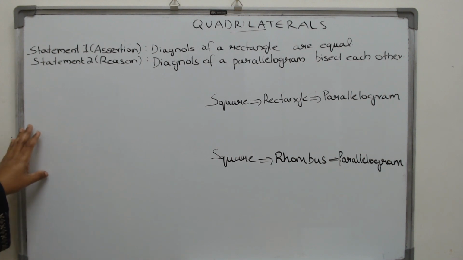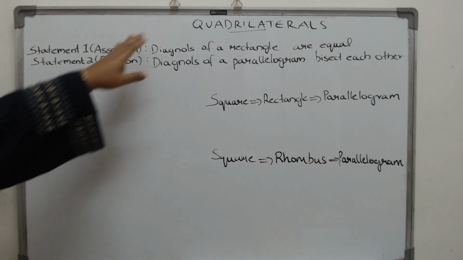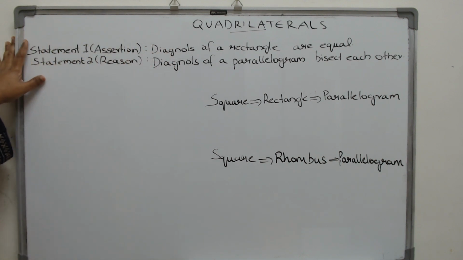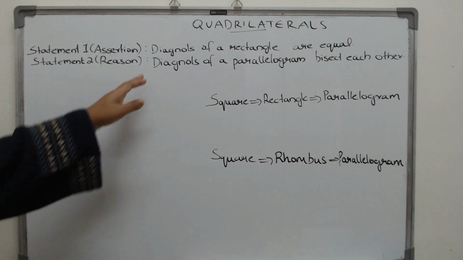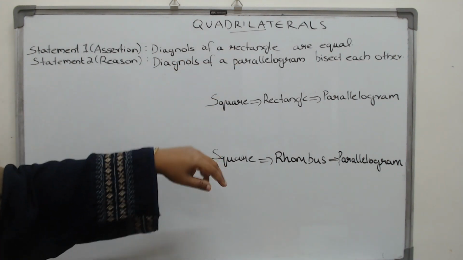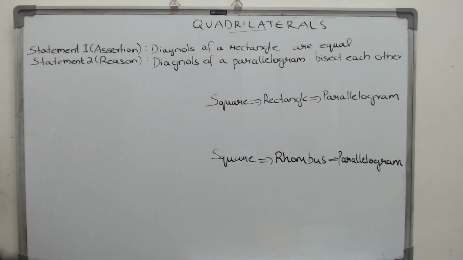Today, let us discuss some assertion-reason questions related to quadrilaterals. We have two statements here. First, we have to check if both are correct. Now, what are the statements about? They are about two different kinds of quadrilaterals. One a rectangle, another one a parallelogram.